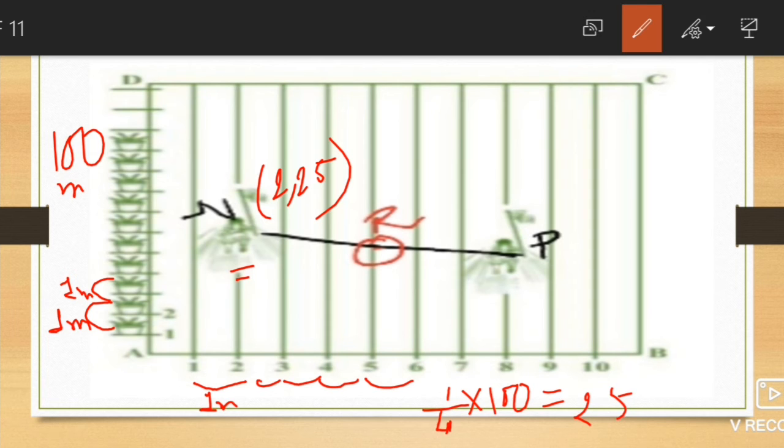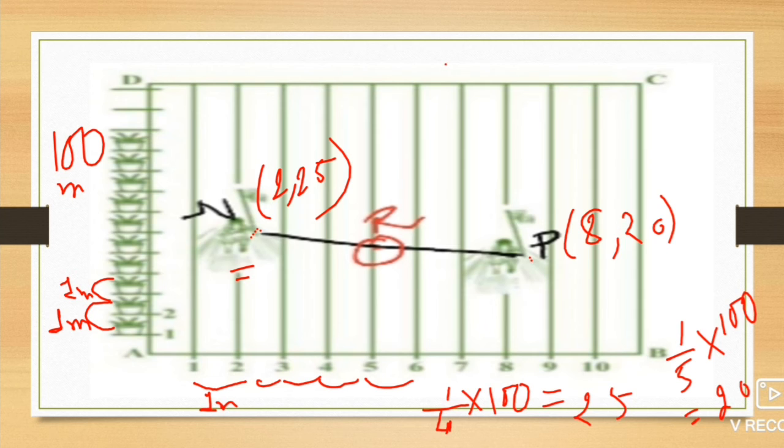Now if you consider Preet, Preet is running through the 8th line, so the x coordinate will be 8, and she covers 1/5 of the AD line, that means 1/5 of 100, that is 20, right? So her coordinate will be 8,20. Now the question is, what will be the distance between their flags? The coordinate of this flag is 2,25 and the coordinate of this flag is 8,20. So you can find the distance between N and P by the distance formula.